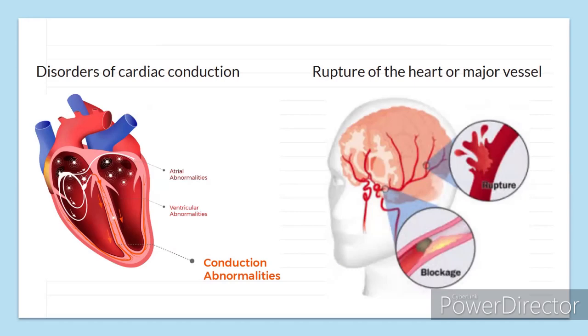And finally, our sixth mechanism is rupture of the heart or major vessel. As the name implies, this is when cardiac muscle or major blood vessels rupture or tear, which leads to significant blood loss. And you can see this picture is showing blood vessels in the brain, and it's showing how there's a blockage in the blood vessel, and because of the blockage, it causes a rupture.